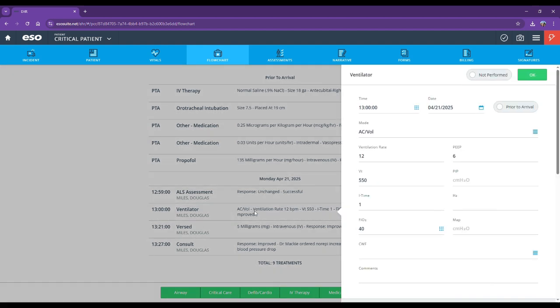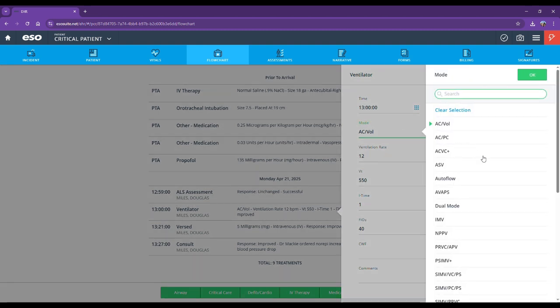When you go into ESO, you're going to go into the flow chart and select airway, then ventilator, and then you'll come up with your ventilator screen here. The only thing that I think you might be confused about is going to be the mode of the ventilator, because there's a lot of abbreviations in here that may seem confusing. So assist control volume, assist control pressure control. Basically, this is either pressure cycled breaths or volume cycled breaths.